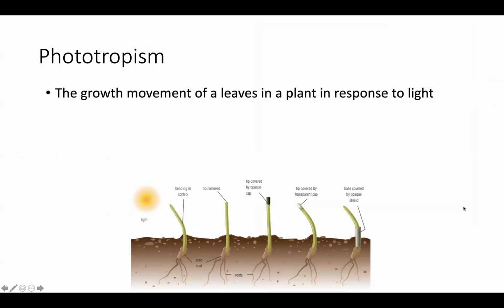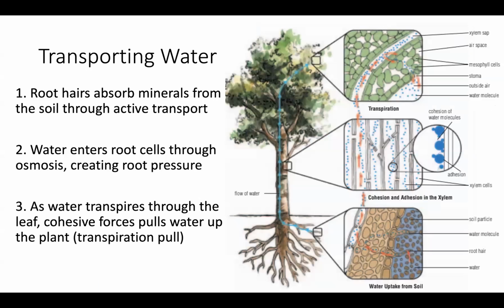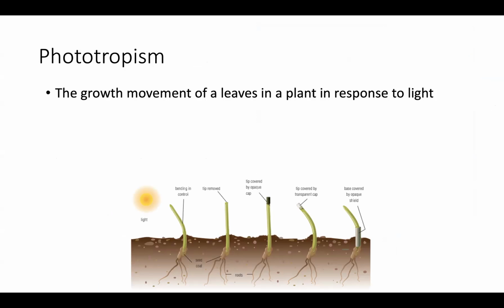Cool. So we're almost done. We just talked about the transport of sugars. We talked about the transport of water. Now we're going to talk about the actual movement of the plant.